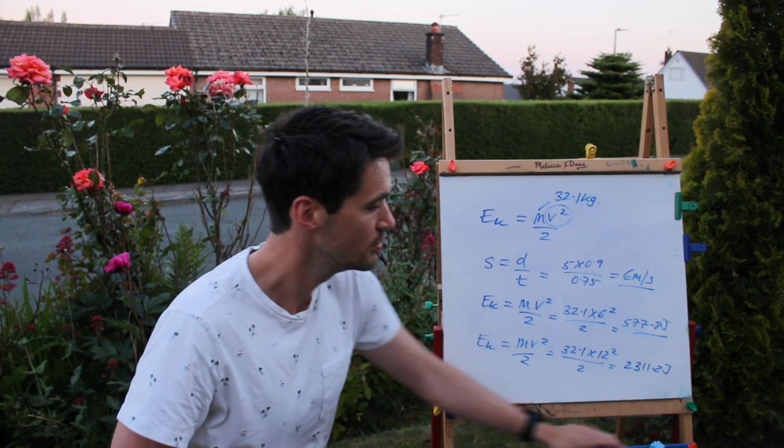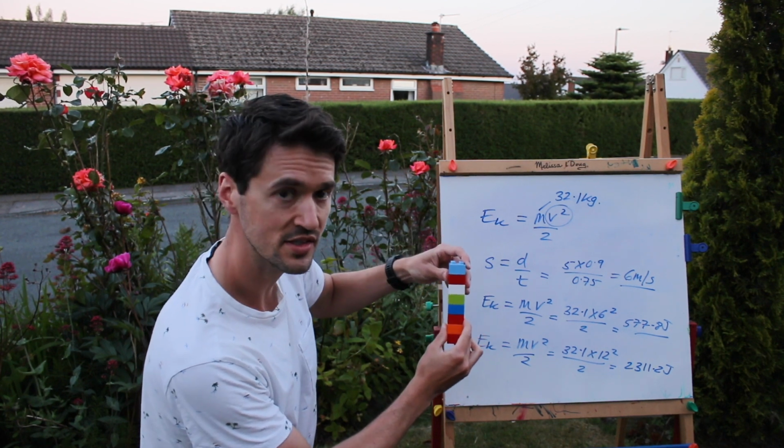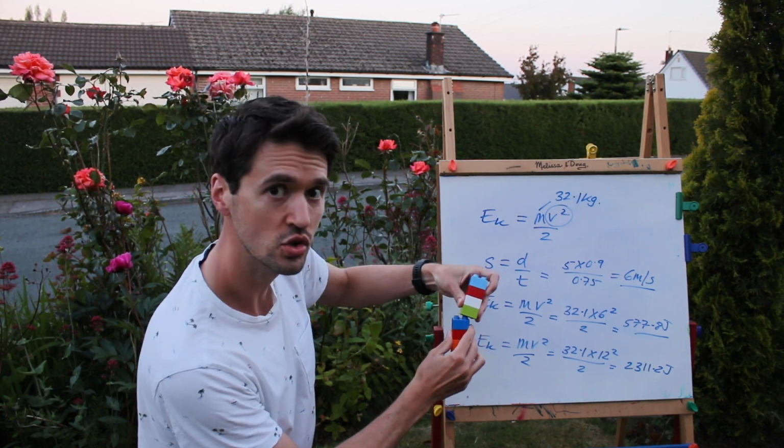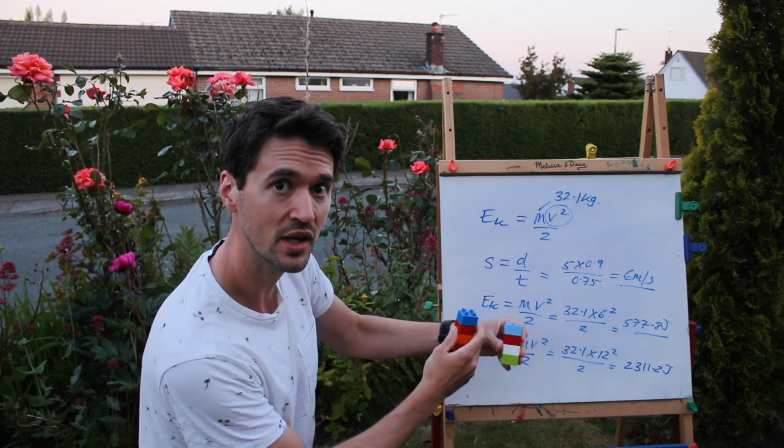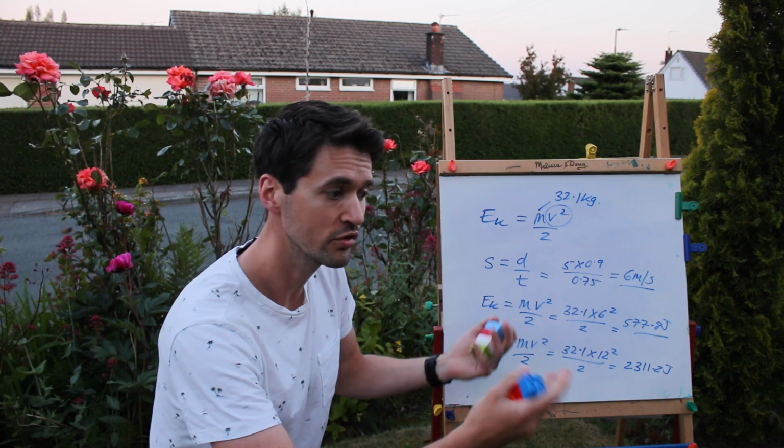Now that energy is going to have to move from the kinetic store of the object to somewhere else to get to 0. So it actually starts to go into the thermal store of the brake blocks, and then that would then dissipate into the thermal store of the surroundings.